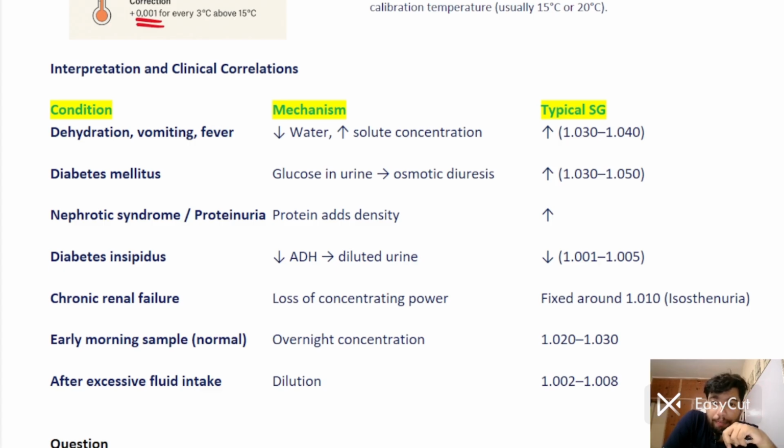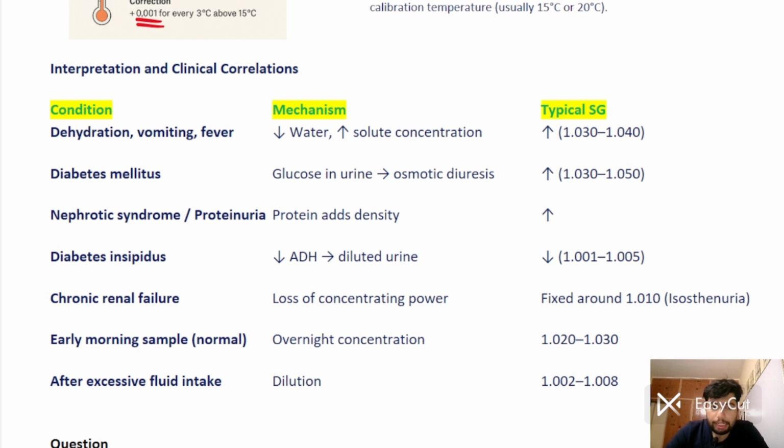For early morning sample, you can take an overnight sample, which is normal. Whenever you want to measure specific gravity, you should take the early morning sample. Why? Because overnight concentration has already happened. Over the night you have not eaten or drunk anything, so there will be concentrated urine, and after excess fluid intake there will be a diluting effect, so your specific gravity is ultimately low. I hope this is very clear.